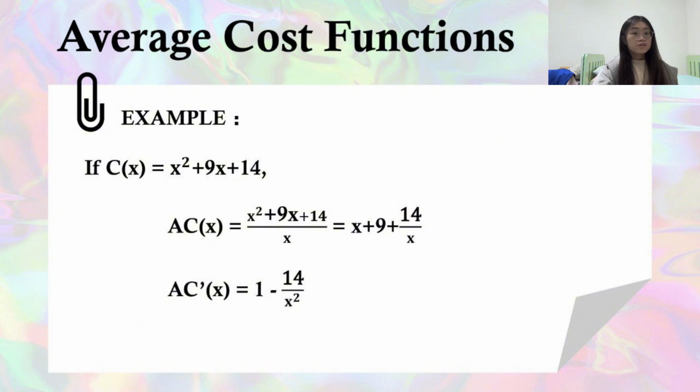For example, just now our cost function is x squared plus 9x plus 14. If we want to find the average cost function, we substitute the cost function into the formula, and we will get x plus 9 plus 14 over x for the average cost function. After we get this average cost function, we need to differentiate it. So we will get 1 minus 14 over x squared.